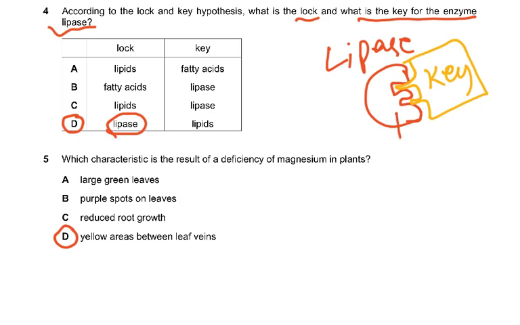So this is what we had to understand, that the enzyme is always the lock, and in previous questions you've seen that the active site is on the lock. So the lock or the enzyme would be lipase and the key would be lipids, which would be the substrate for the enzyme lipase.